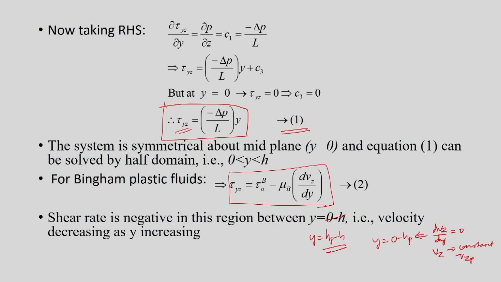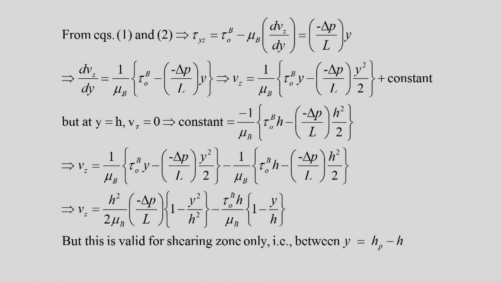Now we rearrange equation 1, and in place of tau yz in equation 1 we write tau naught b minus mu b dVz by dy and simplify. You will get tau naught b minus mu b dVz by dy equals minus delta P by L times y. Now rearrange this equation so that the dVz by dy term is on one side and the remaining terms are on the other side. Now integrate this equation. Integration is simple here: the term tau naught b gives y, and the integration of y gives y square by 2 plus a constant, right.